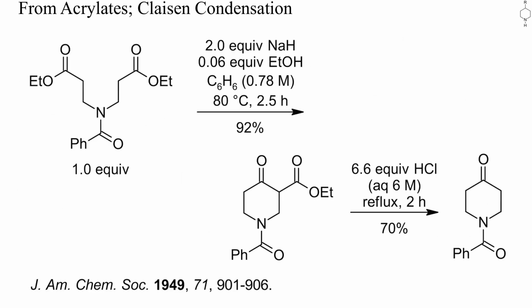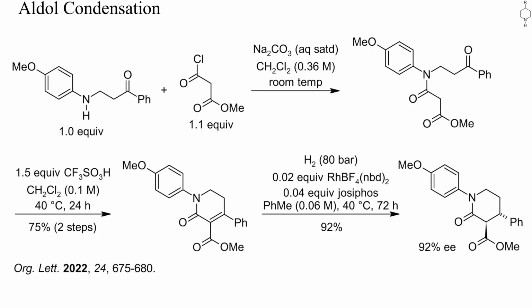This strategy even works for acylated piperidinones. The strongly alkaline conditions of the Claisen condensation can cause beta elimination of an amide, but this did not happen under the conditions shown here. Also, simple aldol condensations can give access to 4-substituted piperidines or piperidinones.